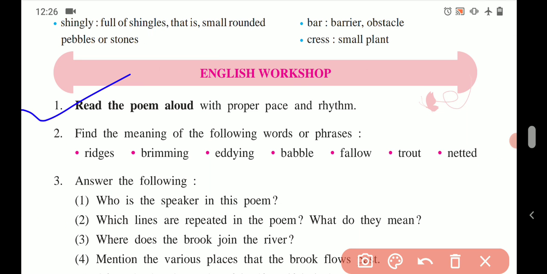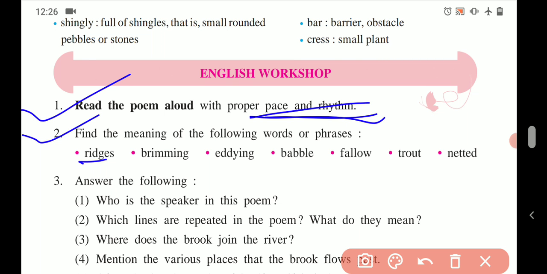Here is the first one. Read the poem aloud with proper pace and rhythm. So it is an oral activity, which you have to do by reading this poem with proper pace and rhythm. Next, find the meaning of the following words or phrases. First word, ridges. Ridges means a high edge along a mountain. As it is in plural, we will write edges along a mountain.